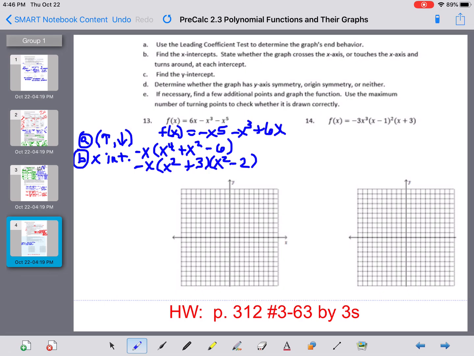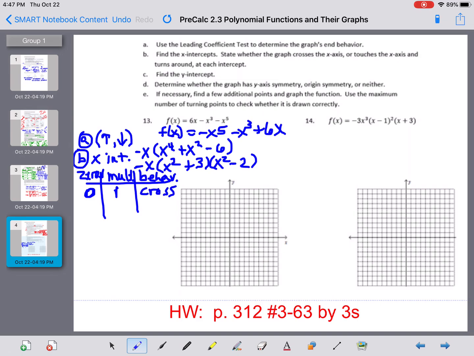When I go to find my x-intercepts, my first one is 0. I'm going to make a quick little chart: zeros, multiplicity, behavior. My first one, that negative x out front, is a 0. It shows up once, which means it's going to cross at that.